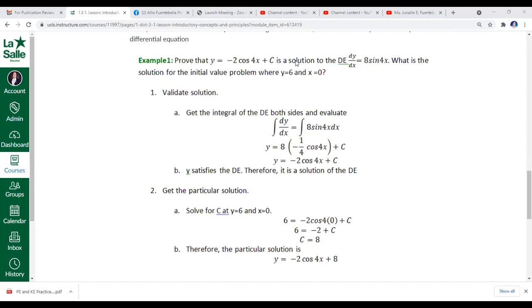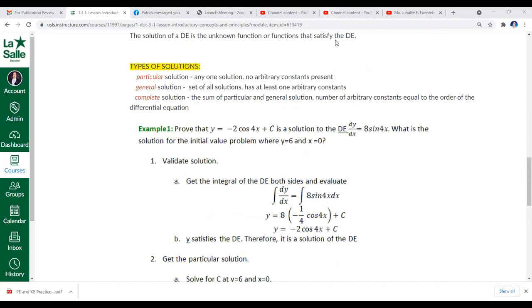Okay, you can use your differential calculus. So what we'll do, I'll just lower it down so you could see. What we'll do, we will differentiate. I will differentiate the solution and check whether I'll get this one.